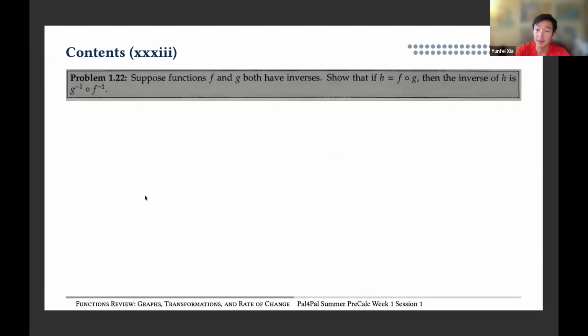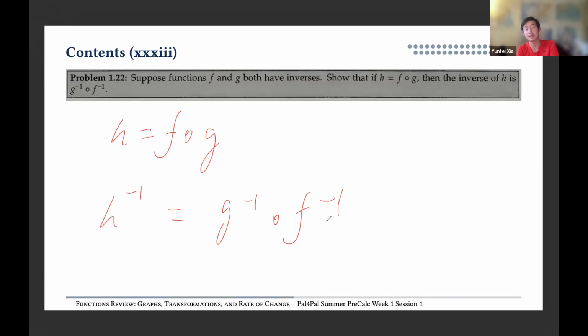Suppose functions f and g both have inverses. Show that if h is equal to f composed with g, then h inverse is g inverse composed with f inverse. And for those of you who are curious, later on over the summer you're going to learn something about matrices, and then you'll find out that it is true for matrices as well. And not only for inverse, but also for transpose.